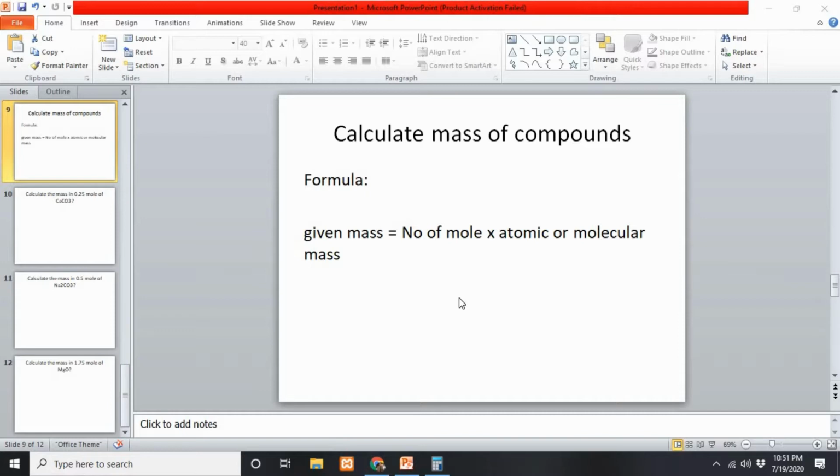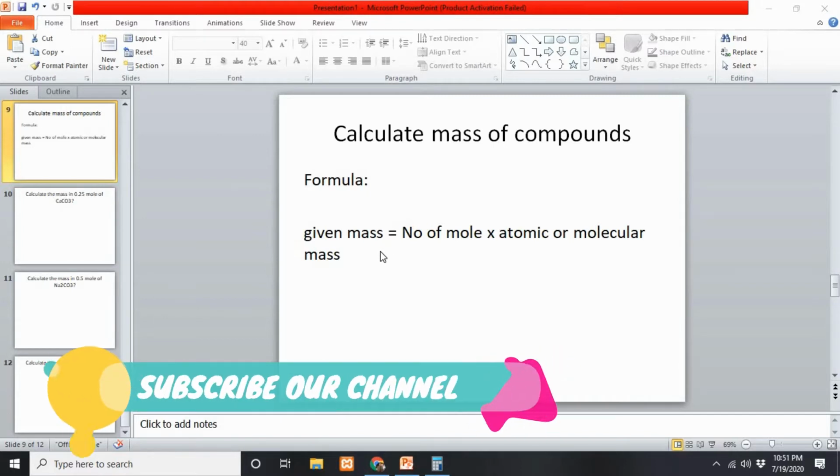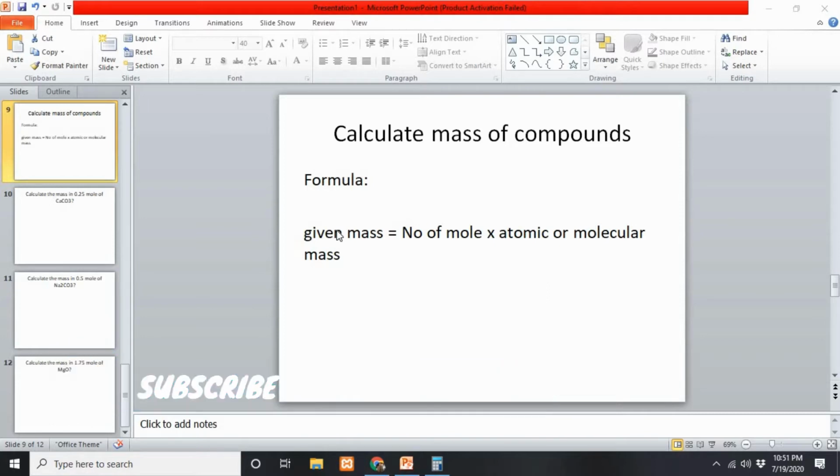In this video we are going to calculate the mass of compounds. In the last video we calculated the mass of elements, a single element. But the agenda for this lecture is to calculate the mass of compounds. The formula that we are going to use is: given mass is equal to number of moles multiplied by atomic or molecular mass. So this is the formula through which we are going to calculate the mass.